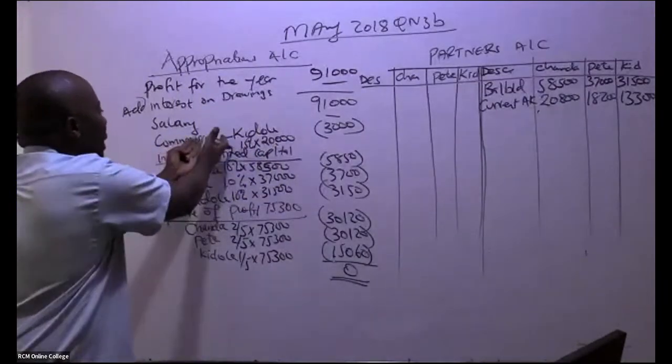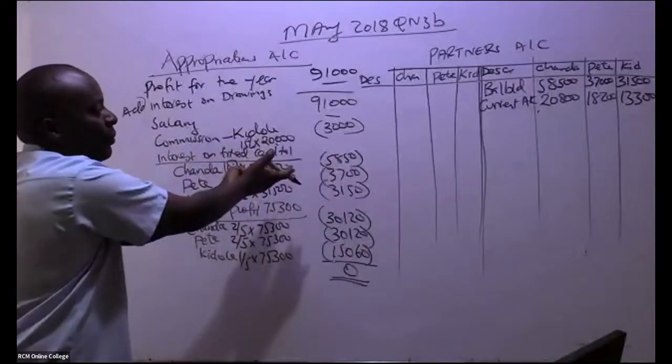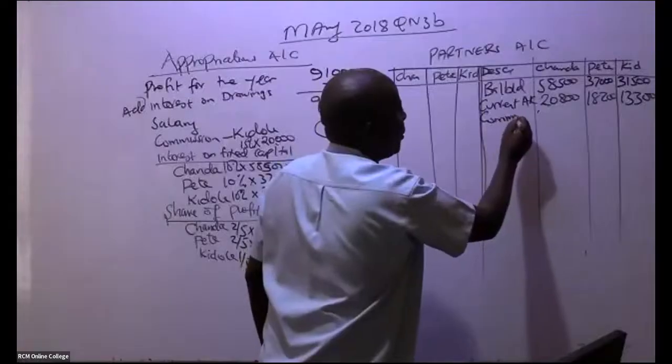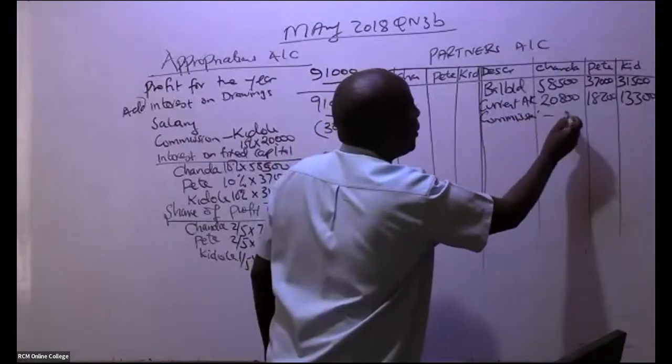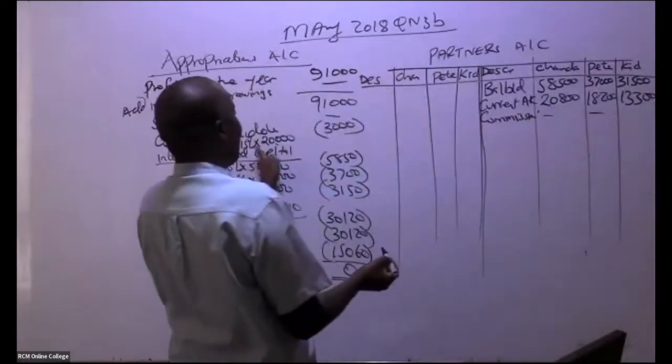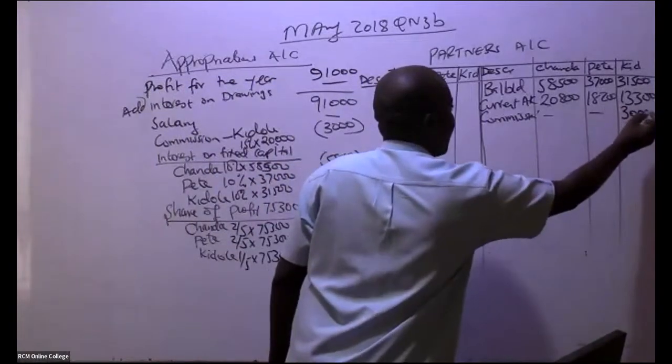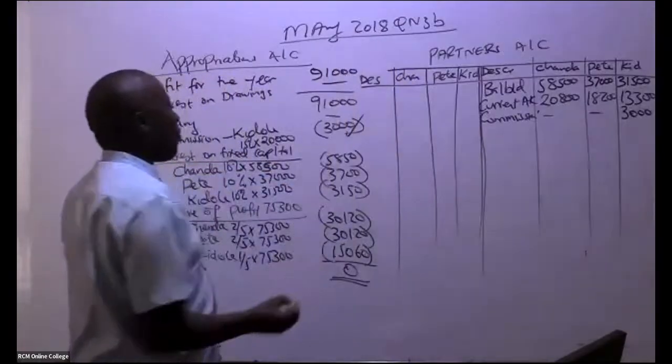We have a partner who earned commission. So you credit his account. So this guy earned commission. And what is the name of this person? This guy is Kidole. The others are not getting anything. So Kidole is getting commission. Like that. So this, I've taken care of it.